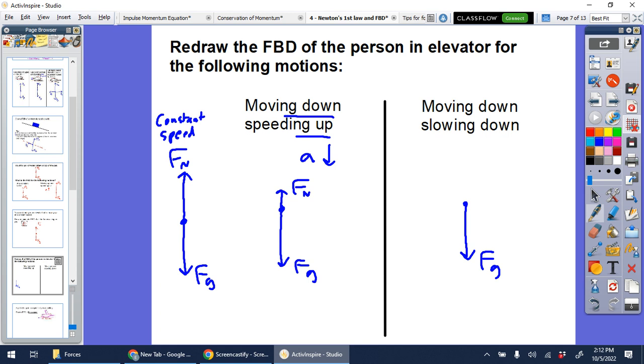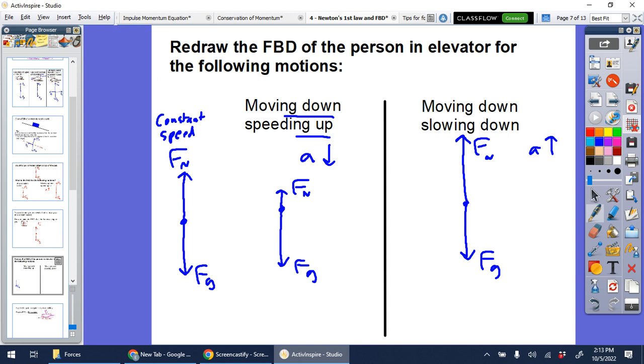Questions all about this middle one? So then this last one, what's going on with that last one? Elliot, the last one, we want to have the normal force be longer than the gravity. So there, the normal force is going to be longer than gravity because that's an acceleration that's up, right? Because moving down, slowing down is an upward acceleration.